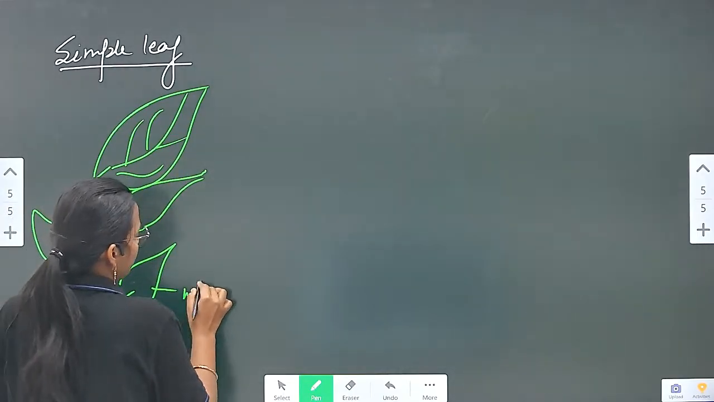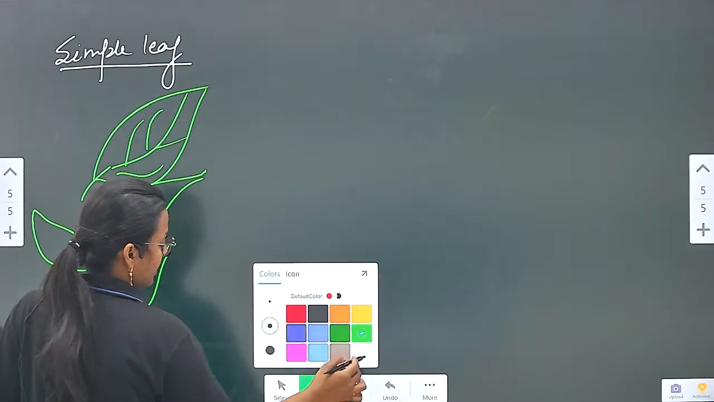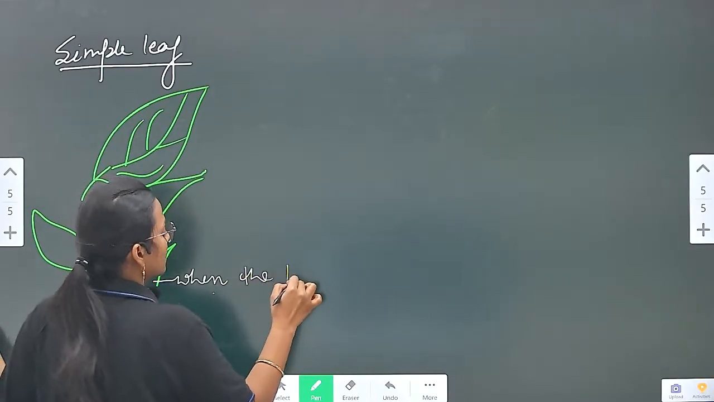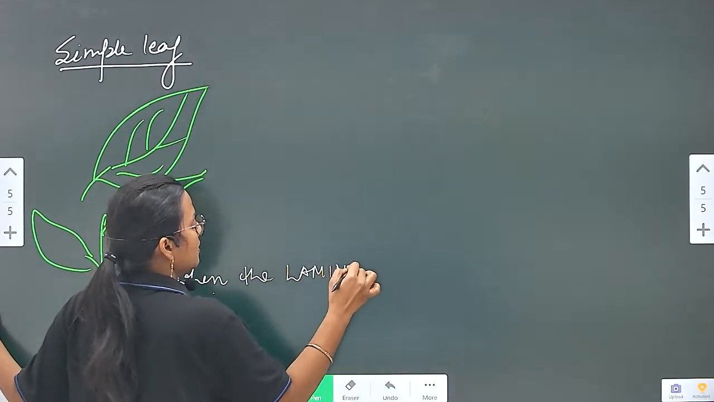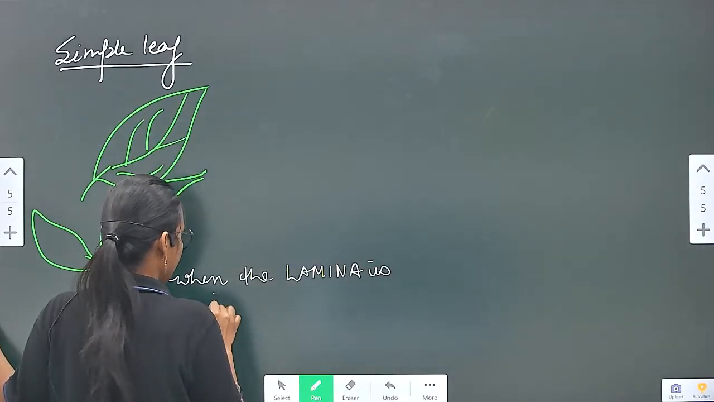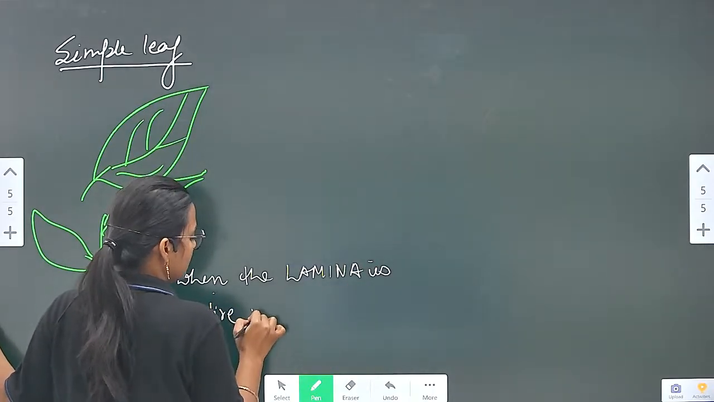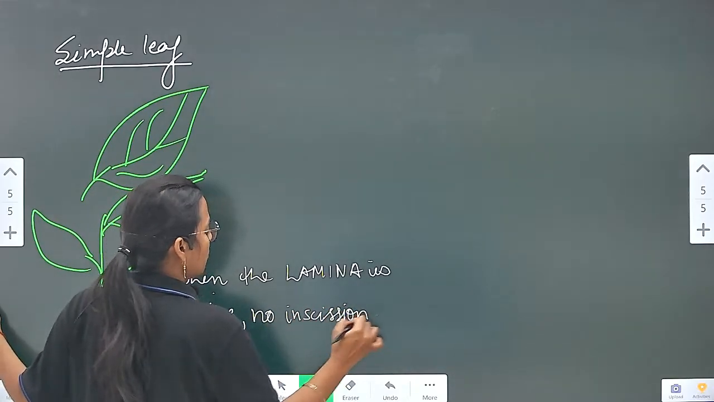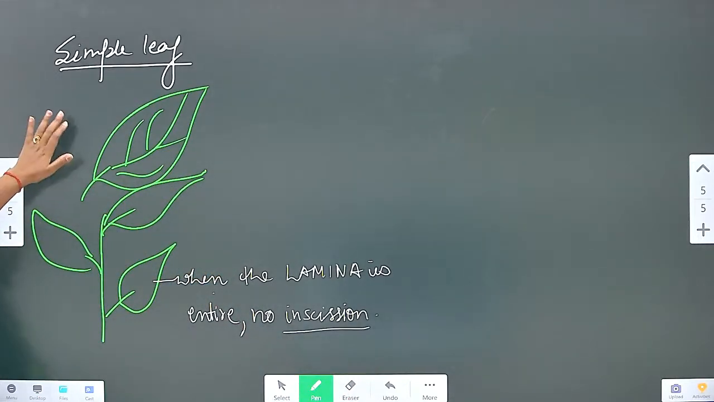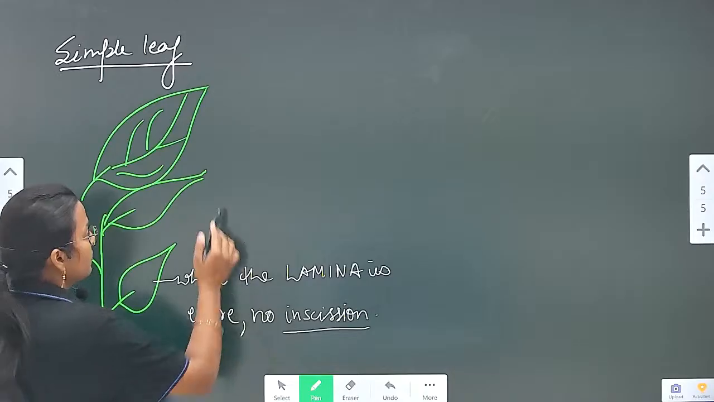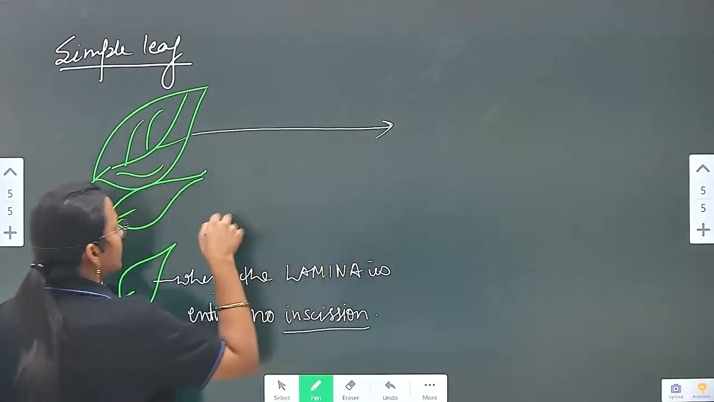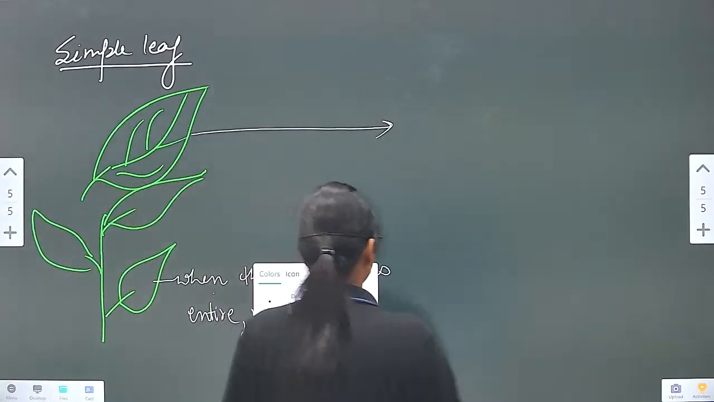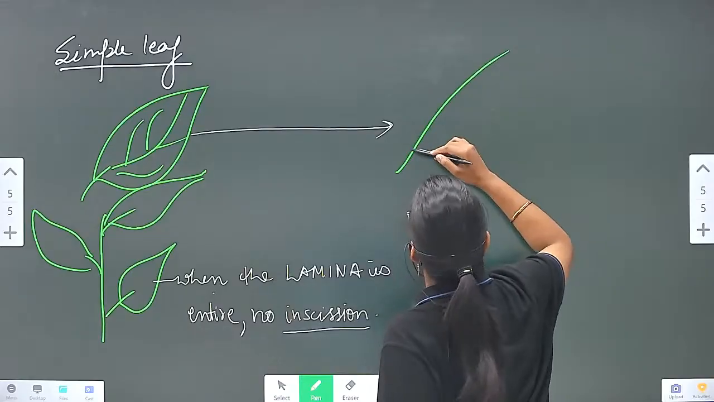Means when the lamina is entire, with no incision or cut, then such a leaf is what? A simple leaf. But when the same leaf has incisions like this, you can see.